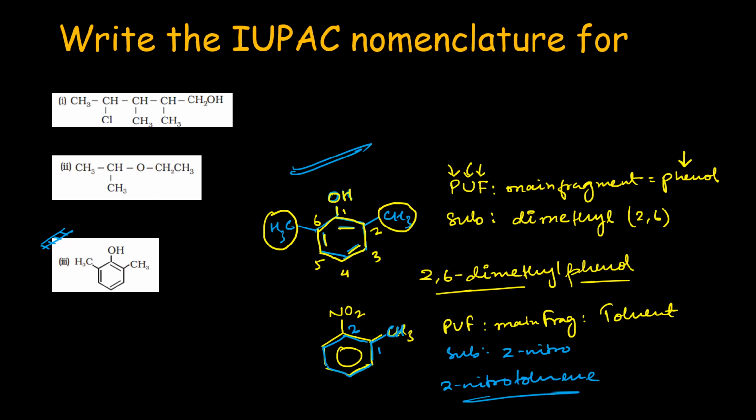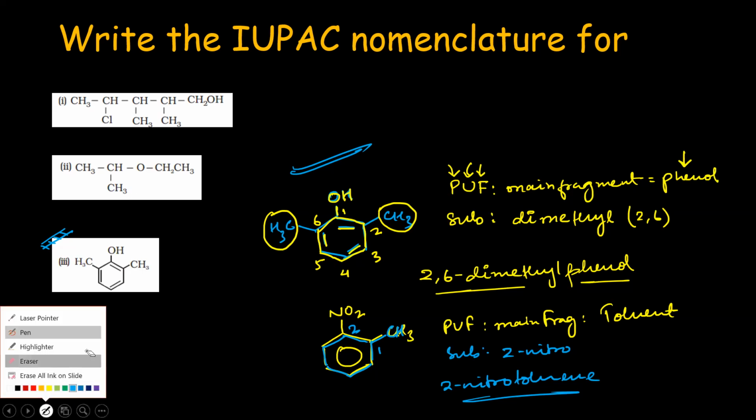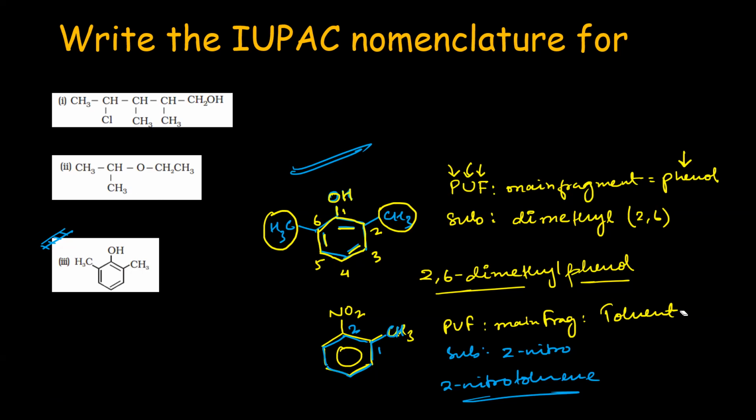Sir, how do you decide which one is the fragment? Because the nitro group also will make one fragment, right? What is the name of the nitro group? It does not have any specific name, right? For example, sir, if only OH and CH3 are attached to the benzene ring, then how do we decide? What do you think has more priority, the alkyl group or the OH group? Tell me.